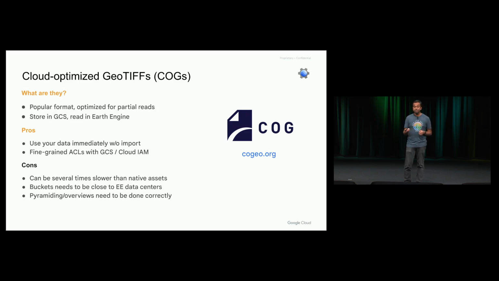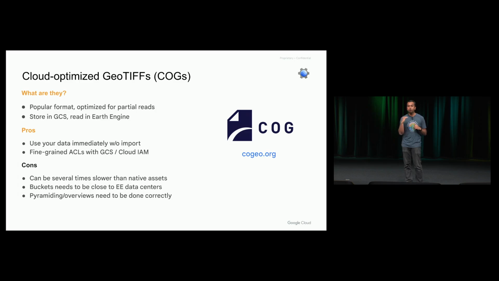It's like store in GCS, read in Earth Engine. This is the common flow. This is what was introduced initially: you store a cloud-optimized GeoTIFF in a Google Cloud Storage bucket, and then you tell Earth Engine, hey, can you go read this? And it turns out that it can read it, depending on how your COG is configured.